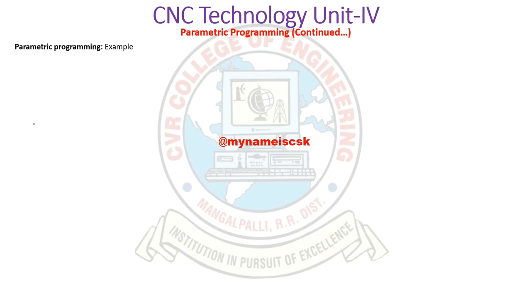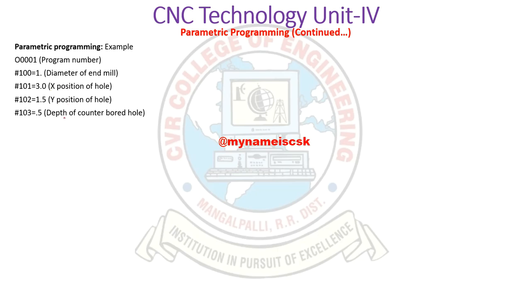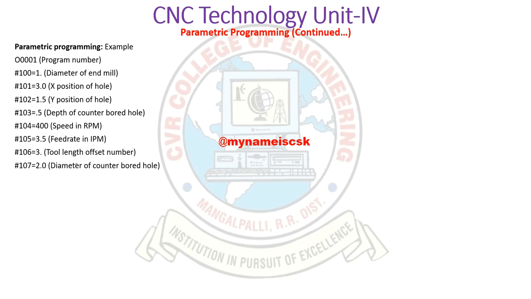Okay. So parametric programming example. So here we'll write the program number, then we'll give the tool diameter we are taking, then what is the x position, what is the y position, how much depth we have to go, how much speed we have to take, and how much feed rate we have to take. Next, the tool length offset, how much tool length offset we have to take, because we have to give the compensation for tool length, and what is the diameter of the counterbore.